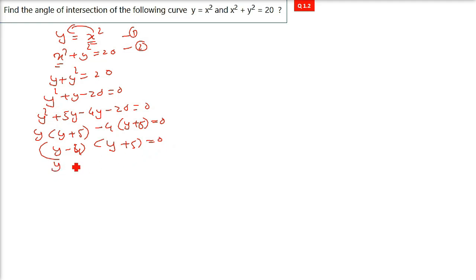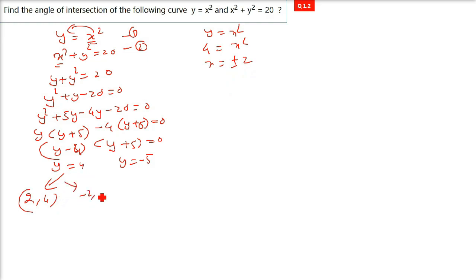So you'll get two roots: y equals 4 one time, y equals negative 5 one time. Now the corresponding value of x also has to be computed. x square is equal to 4, so x will be plus minus 2. For y equals 4, one time x is equal to 2, so the coordinate point is 2, 4. Next time you get negative 2, so the coordinate point is negative 2, 4.